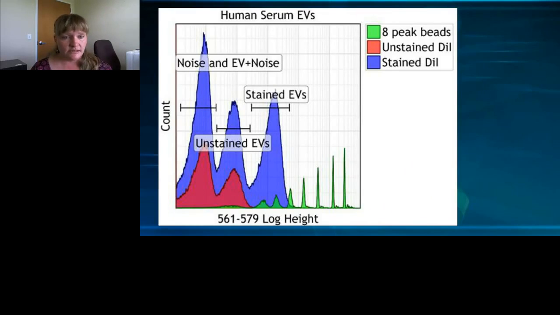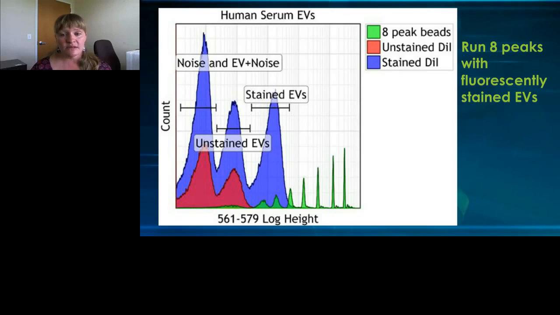When you are running your extracellular vesicles, it's very important that you use these calibration techniques to be able to determine your fluorescence sensitivity on your system. We can see here on this histogram that we have the 561-579 log height versus the number of counts. We have three different populations. This particular population is our human serum extracellular vesicles. We run 8 peaks with these fluorescently stained EVs simultaneously, and this shows your detection threshold. We have the unstained EVs and the stained EVs and our 8 peaks. It may actually be required for publication of any extracellular vesicle data. So therefore, this particular information is important for users to understand that it needs to be run when running your samples.